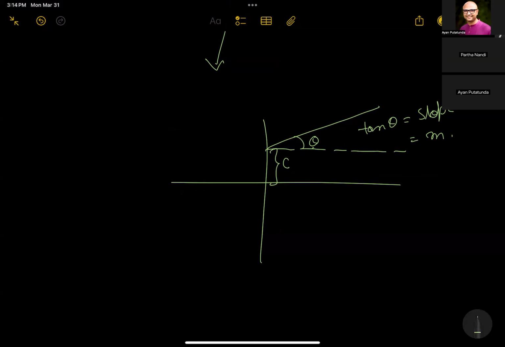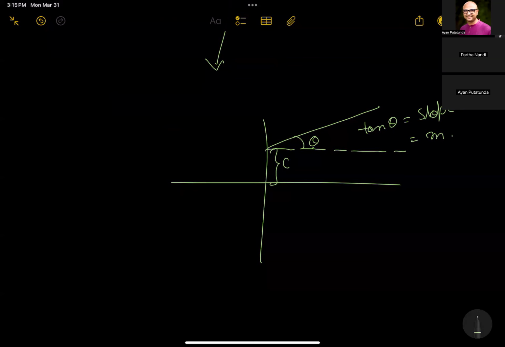Okay, so in other different formulae, or other different ways of representing a particular straight line, this is the general form, y equals mx plus c. This is also called the slope intercept form, y equals mx plus c.